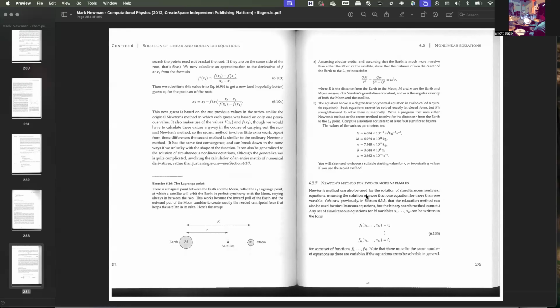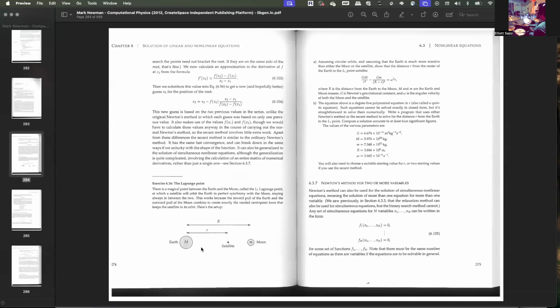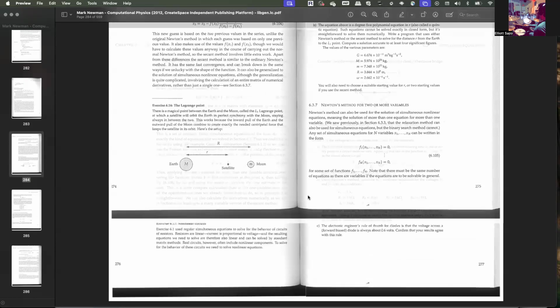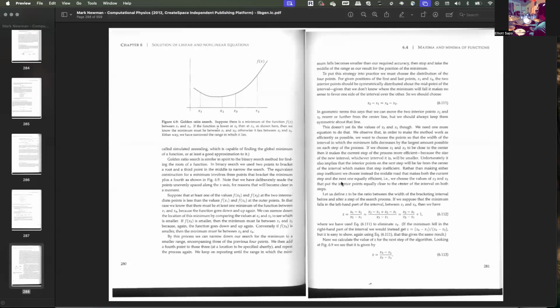And you can do it for more than one variable. You can do it in order to understand resistances. You can do it to understand the Lagrange point, which would be the places in which gravity is balanced around a planet. And then we'll get into maxima and minima next time. And this is how you do things like the golden ratio search. Have you ever seen that? It's cute. Okay.